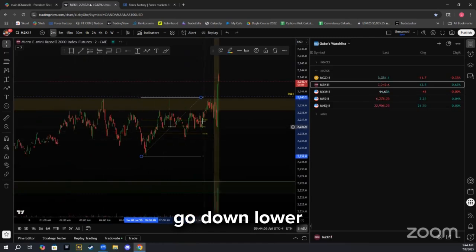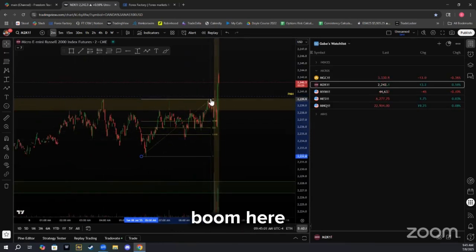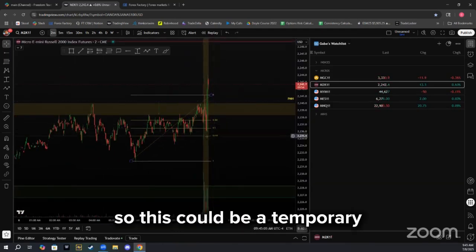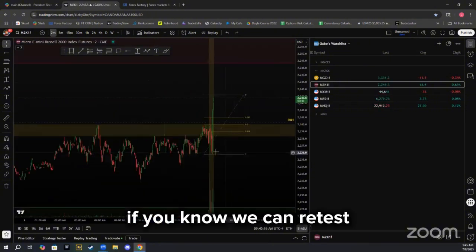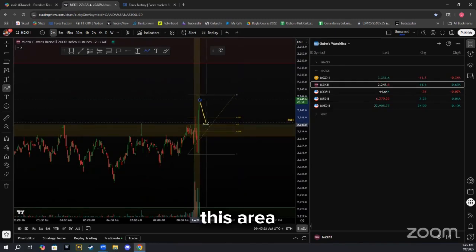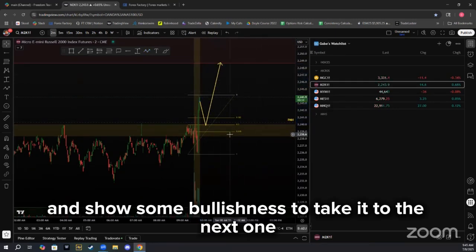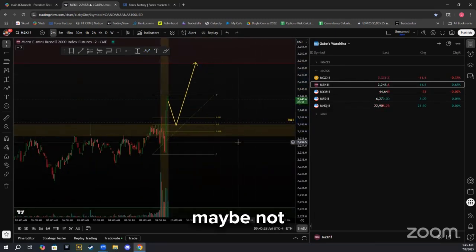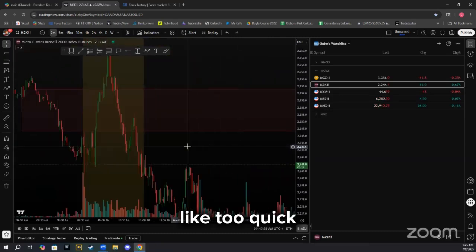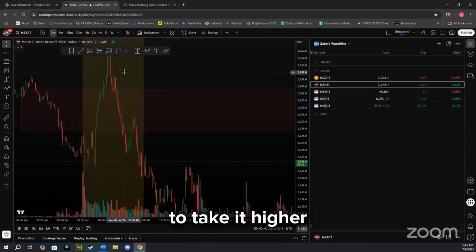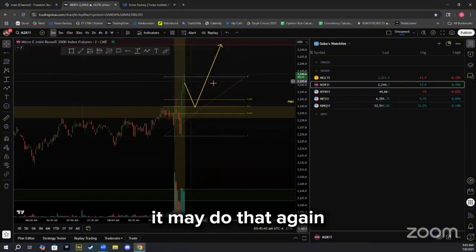Let's go a little bit lower. Okay, so boom here. This could be a temporary strong low, pretty much at the open. Now we can see if we can retest this area and show some bullishness to take it to the next one. Will it do that? Maybe not. It may be just like yesterday where IWM pushed up too quick, right? You can see here, boom, it pushed up, but never gave the pullback to take it higher, right?